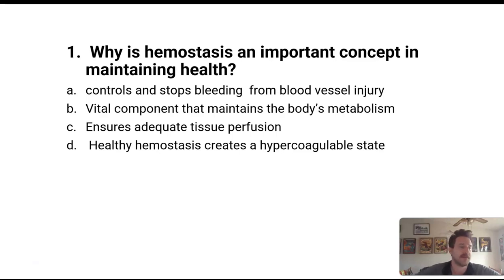So now we will get into some of our questions. Why is hemostasis an important concept in maintaining health? The correct answer here would be answer A. It controls and stops bleeding from blood vessel injury.